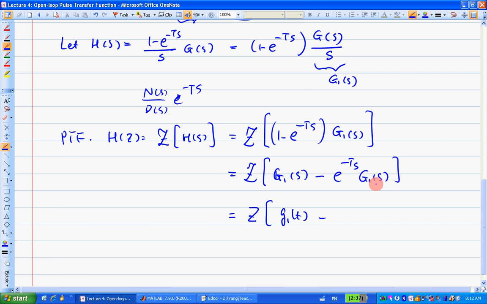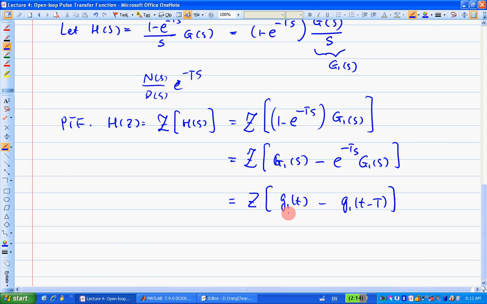And the second one, when you have e to the power negative Ts multiplied by this G1 of S, as we said, it's a delay. So it's delayed by how much? By this capital T here. So the corresponding time function will be t minus capital T. Basically, the inverse Laplace transform of this one is G1 of t minus capital T. So that's the time function here.